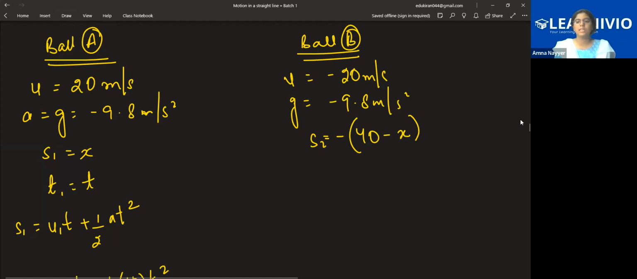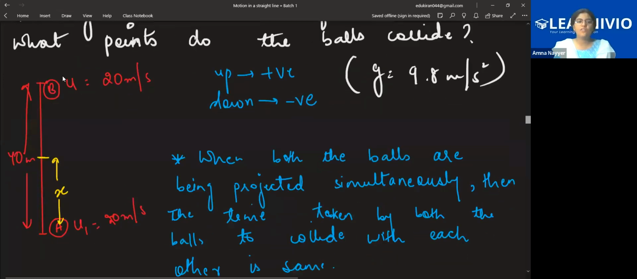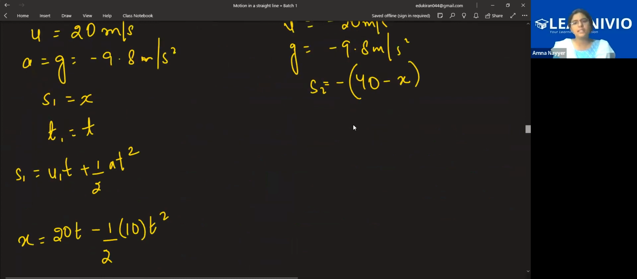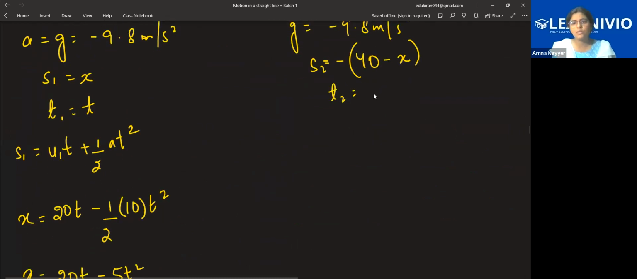Is it clear? See, total is 40. X has been extracted. How much is left for ball B? This is 40 minus X, right? And see, here it was going upwards, so we have taken X as plus. But now this is coming downwards, and downwards we have taken as negative. So that's why minus of this distance. Total 40, X taken, so 40 minus X. Since it is coming downward, it is negative, so this is minus (40 minus X). What else? Time, again, T2 is also the same time T.